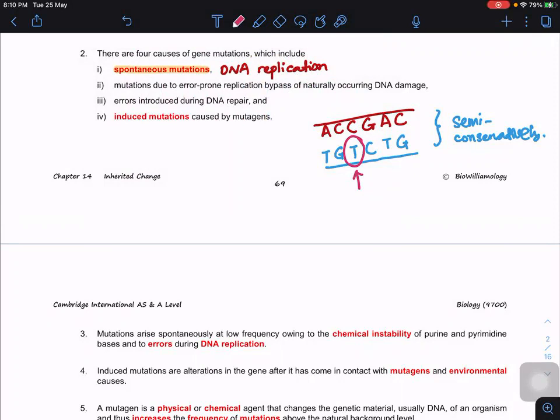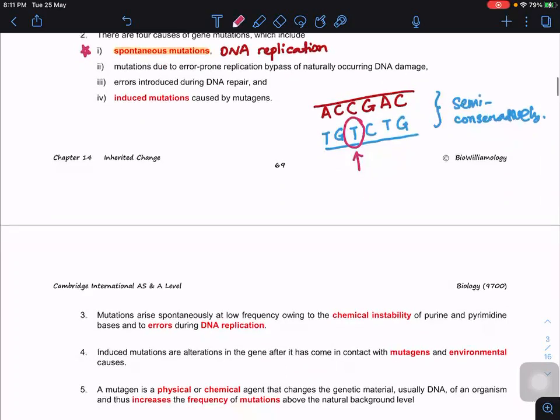This is because of DNA replication. Even though the error rate is low, you still have a little bit of error here and there. This is the part that you need to know: spontaneous mutations during DNA replication, or mutations due to error-prone replication bypass of naturally occurring DNA damage. So due to DNA damage, DNA replication tends to bypass those errors.